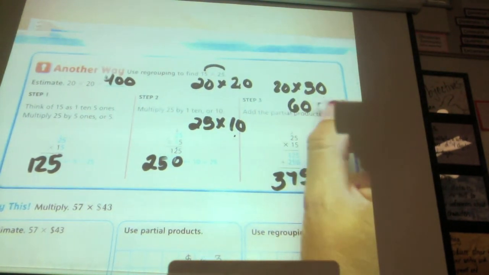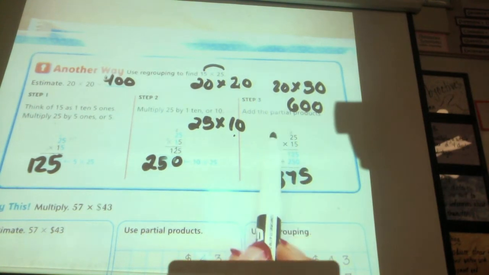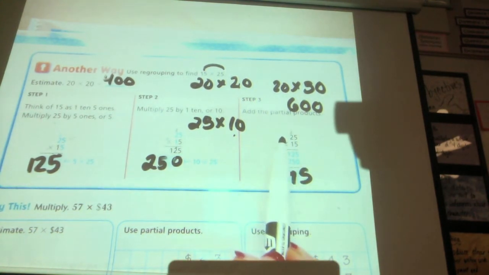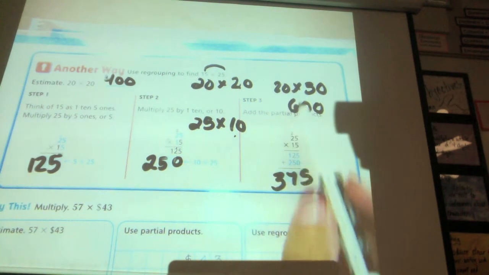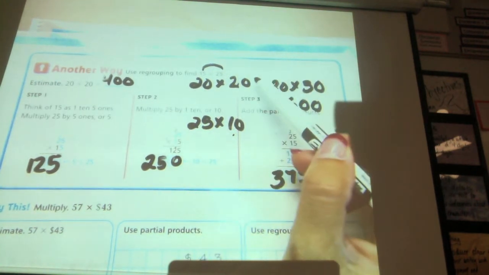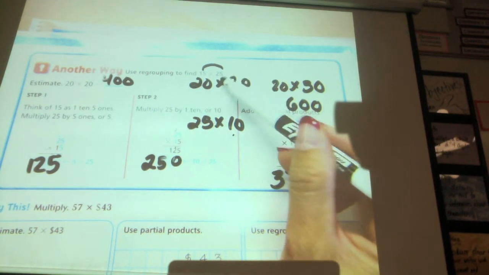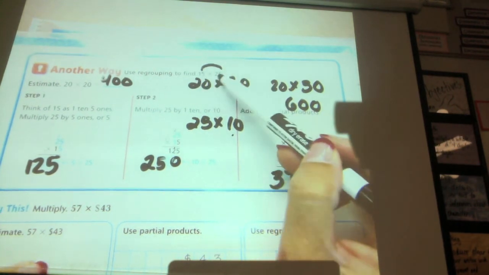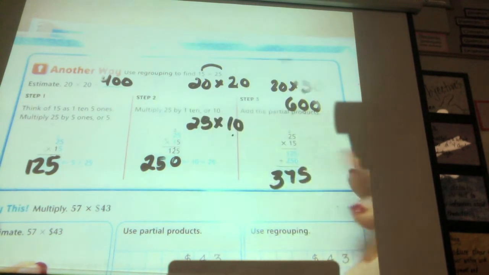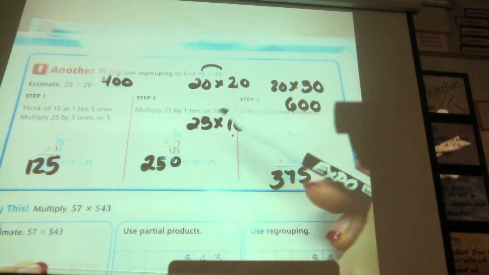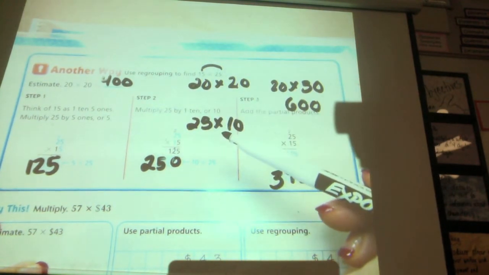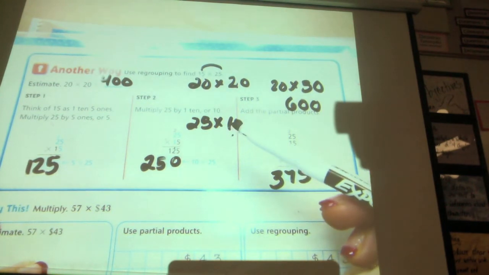600. Is 375 anywhere near 600? Not really. Which is why you learn to estimate. Sometimes when you're multiplying and you're trying to find an estimate of your multiplication, it's better to say, okay, these are both at the halfway point. I'm going to round one up and one down to get the closest answer that I can. Yes, Haley.